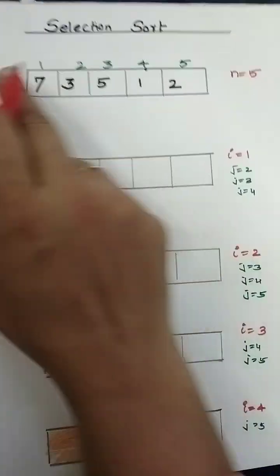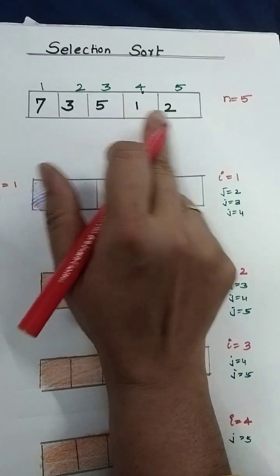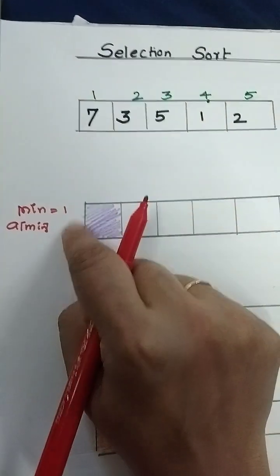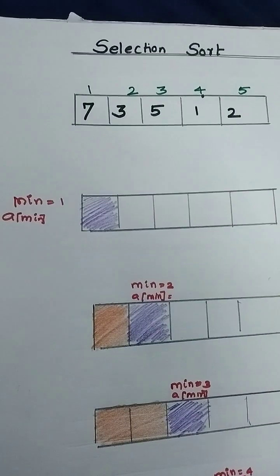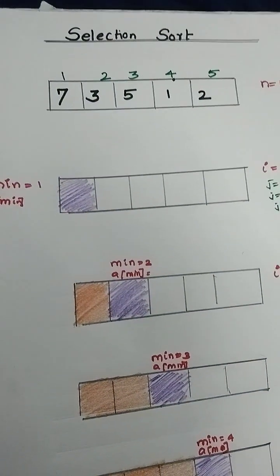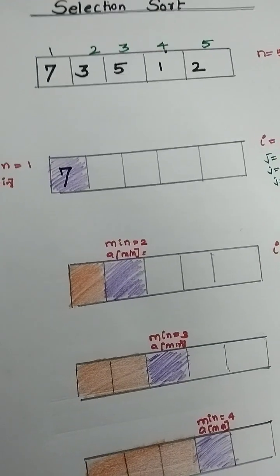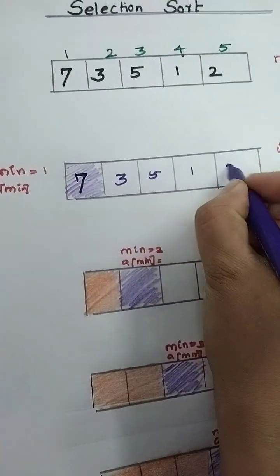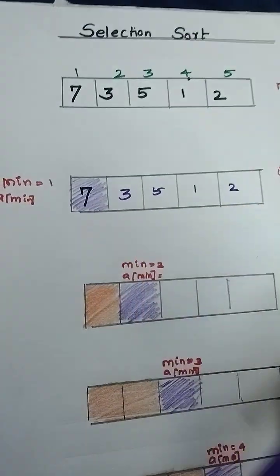Since we have 5 elements here, 7, 3, 5, 1, 2, that is n is equal to 5. Selection starts like this. You have to consider initially the first element as a minimum. Which element is a minimum? That is 7 is considered to be minimum. You are considering 7 as minimum and the rest of the elements you are writing as they are: 3, 5, 1, 2. Now the minimum element is considered to be 7. It is compared with the rest of the elements.